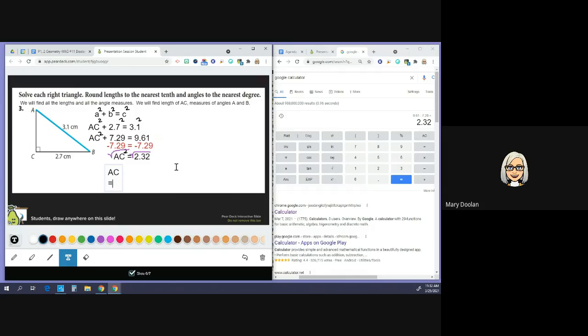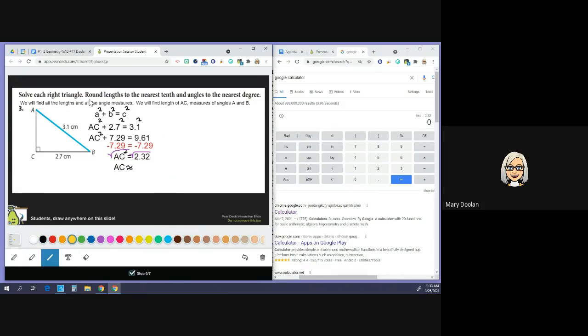AC equals. Actually, I don't think it's going to be equals, because when you take the square root of anything that's not a perfect square, you get an irrational number. The square root of 2 1/32 is not a perfect square, so I am going to get something that I'm going to have to round at this point. Or I could leave it exact, as the square root of 2.32. But I think it says to round.